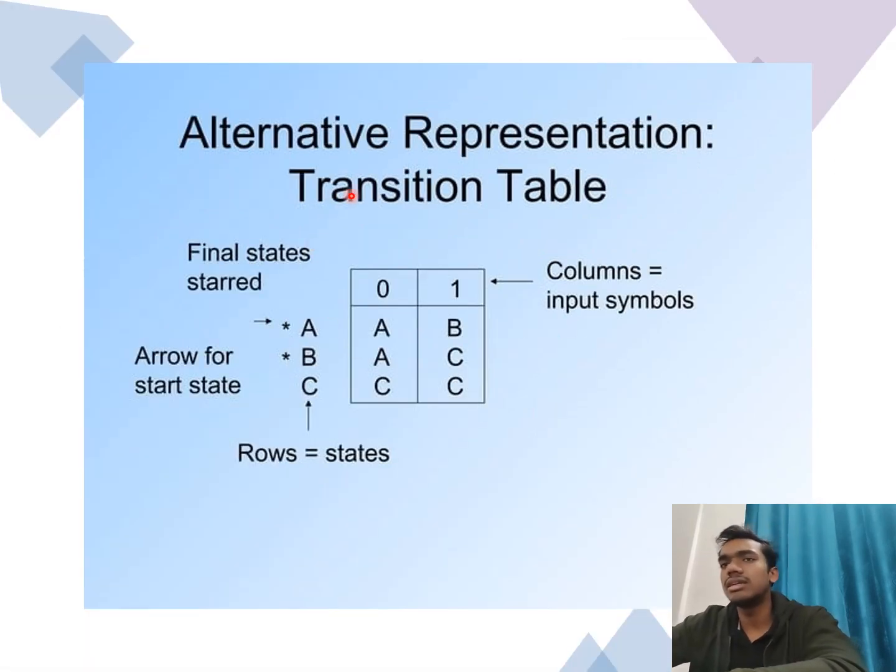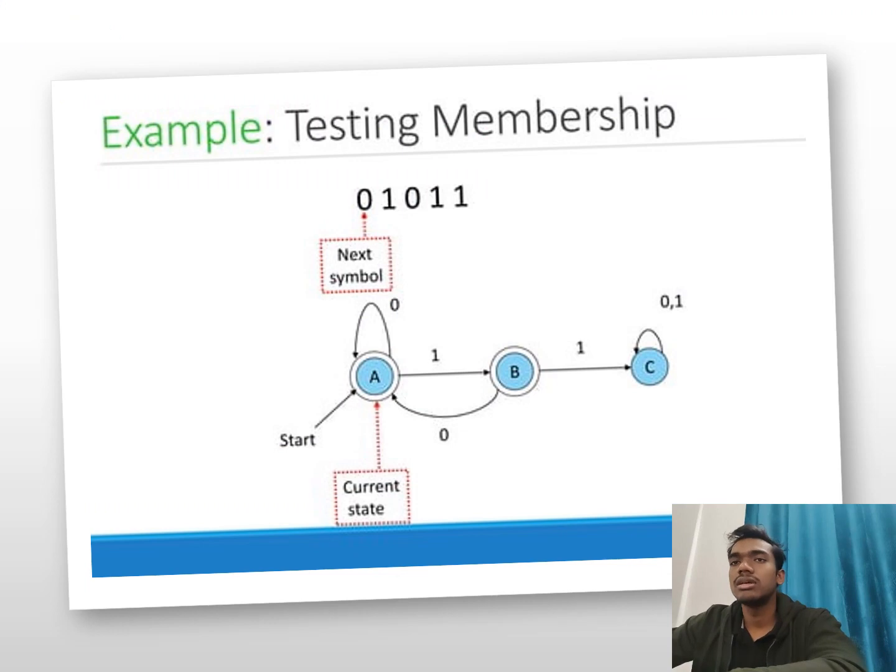So this is the alternative representation, the transition table. So this is A, B, which are final states, and this C, which is not a final state. So on a particular input where it is going, the table shows.